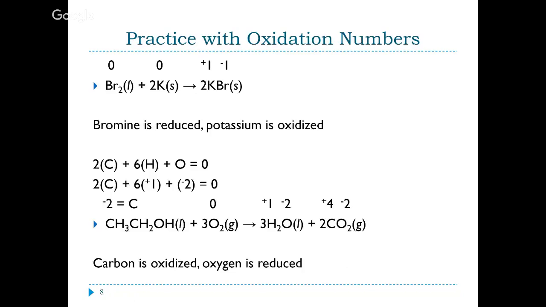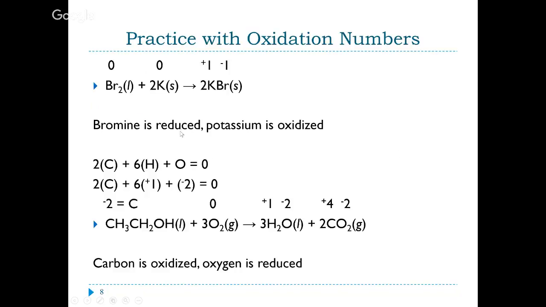So some practice with oxidation numbers and being able to identify what's being oxidized and what's being reduced for a particular reaction. Here we're showing the combination reaction, or synthesis, of potassium bromide from its elements. Elemental bromine starts at 0. Elemental potassium starts at 0. When it becomes a new compound, we know potassium's always a +1. It's a group 1. That makes bromine a -1 because overall this is neutral.